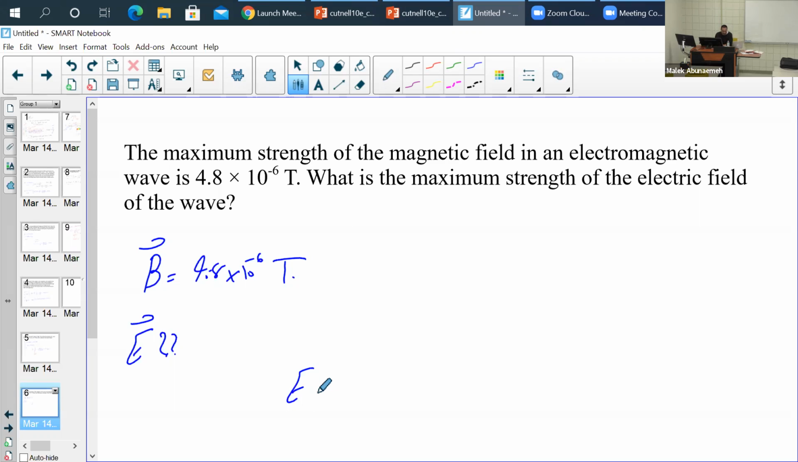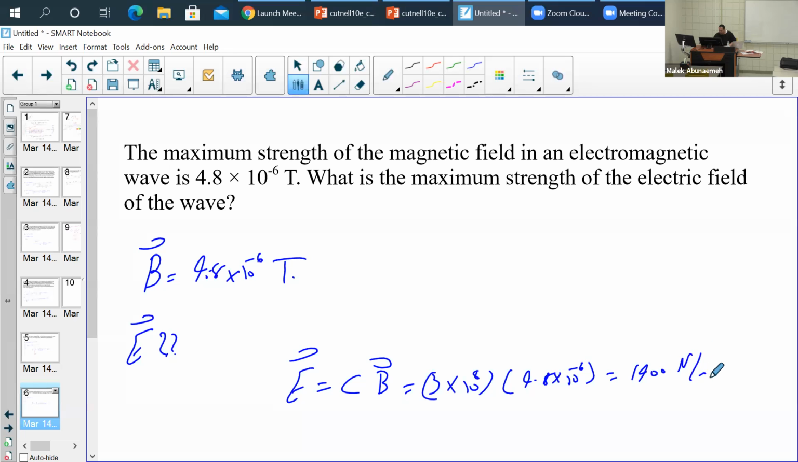So your electric field is going to equal the speed of light multiplied by your magnetic field, which is 3 times 10 to the 8th multiplied by 4.8 times 10 to the negative 6. So you should get 1,400 newtons per Coulomb.